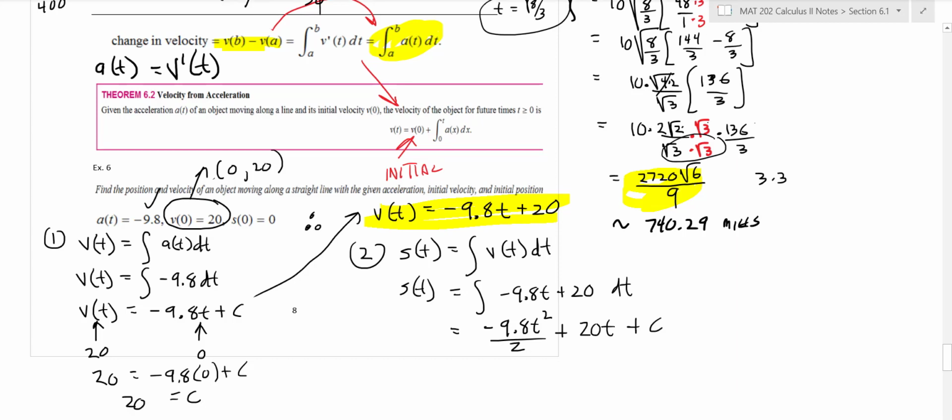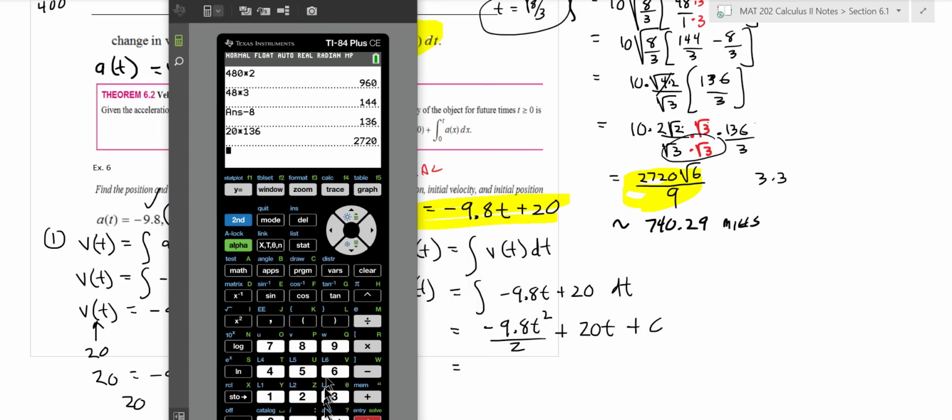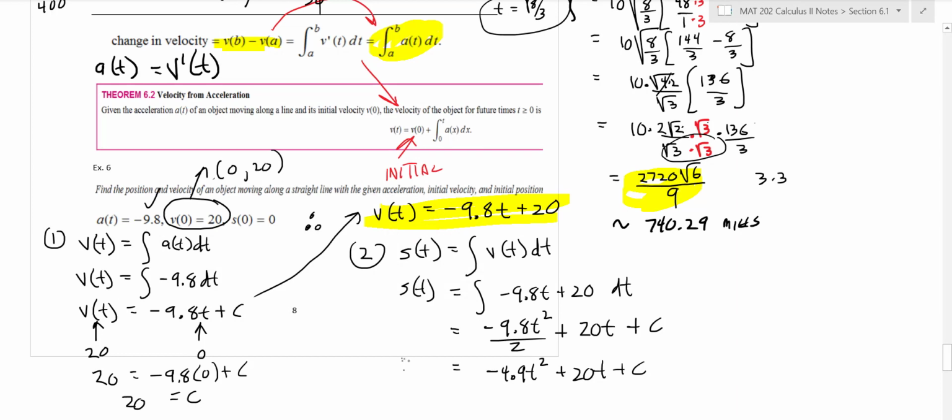All right. Okay, so if we put this together then, we can use that initial condition to figure this out, because we're trying to find that position. So let's see. You can divide that by 2 if you want to, just simplify that. 9.8 divided by 2 is 4.9. So that is negative 4.9t squared plus 20t plus C. Okay, so that's S of t.